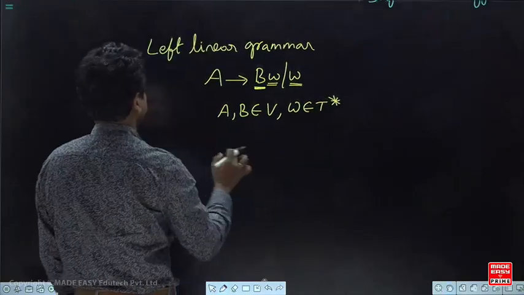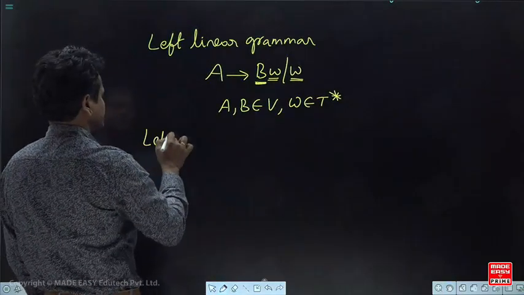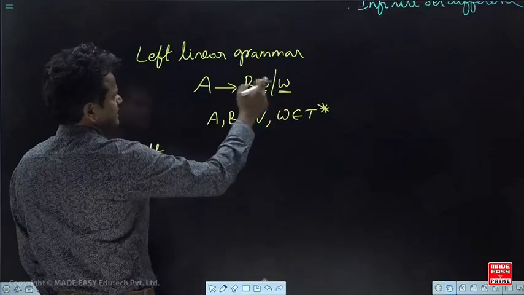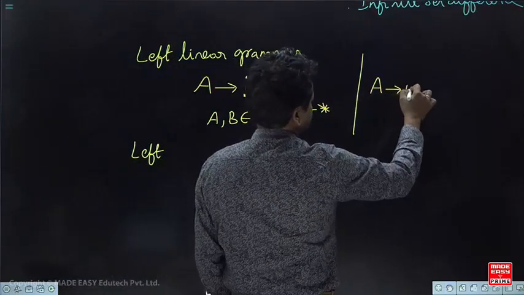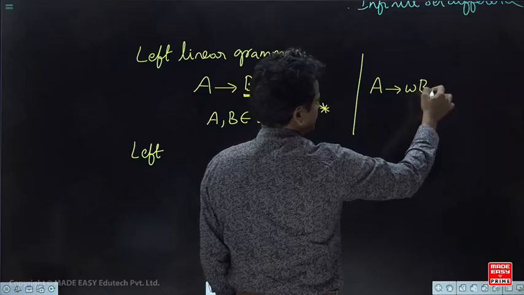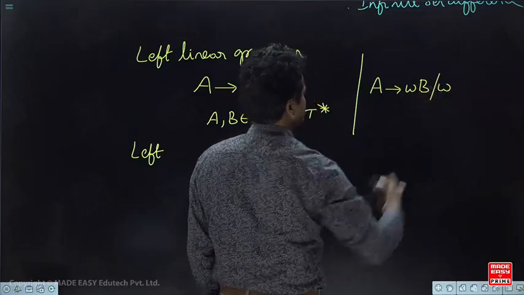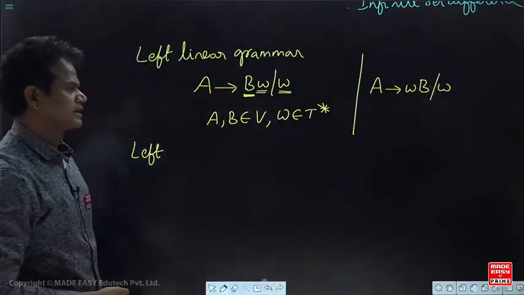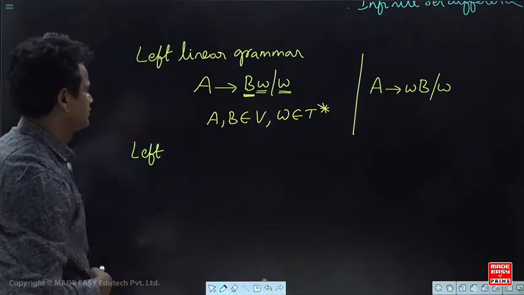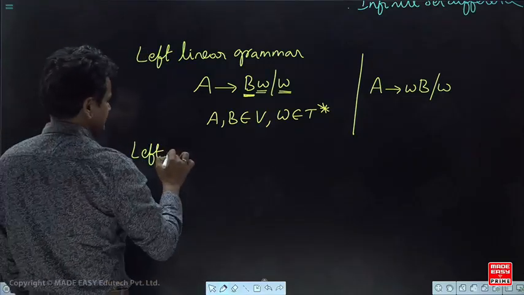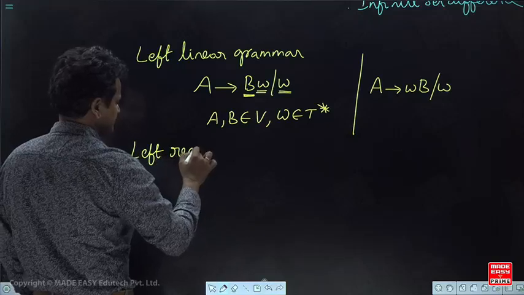And what is left recursion? Left linear and left recursion are different. At the same time, right linear. Right linear, what is right linear? The rightmost end of the right side, that is either WB or W. Whereas left recursion actually we have not done.